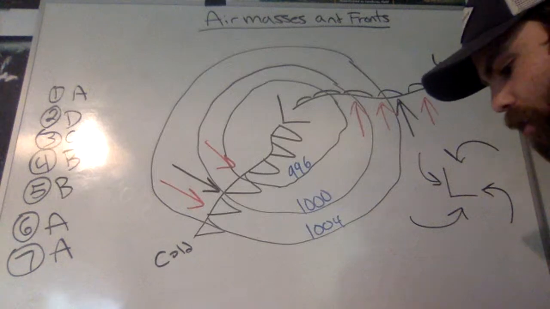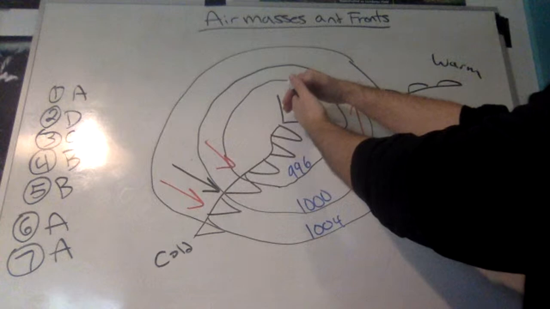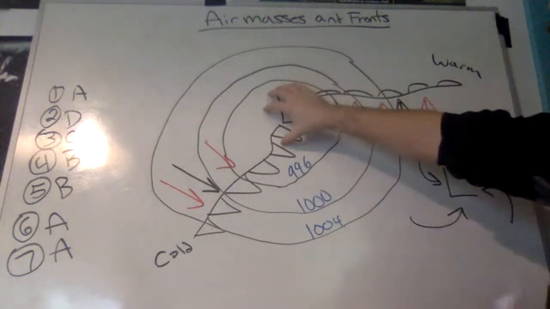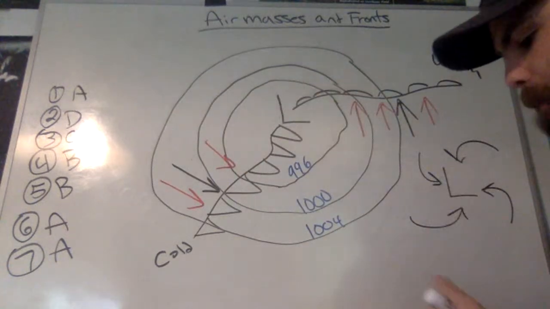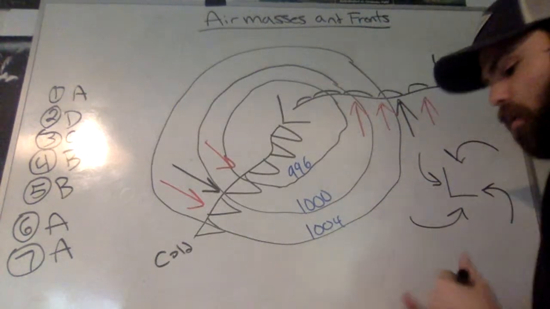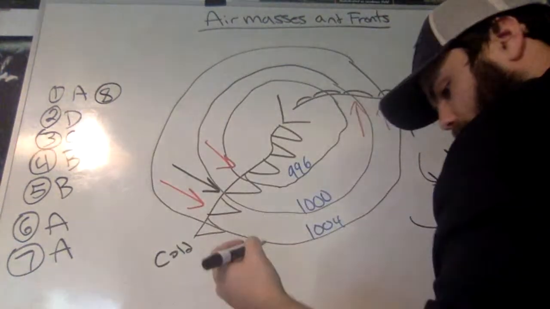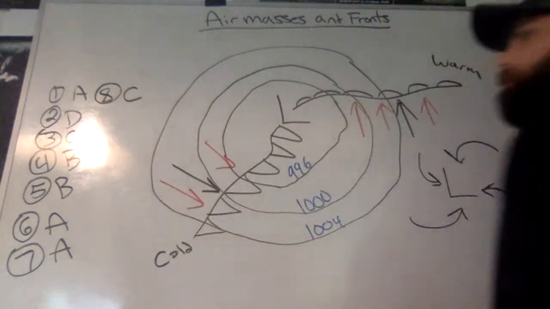It's already spinning in a counterclockwise rotation. Now, the other thing is it's always going towards the center. This is where all the clouds are going into, all right? All the water vapor. This is where your storms are. So for number 8, it's going to be counterclockwise and towards the center of the low. So 8 is going to be letter C, okay?